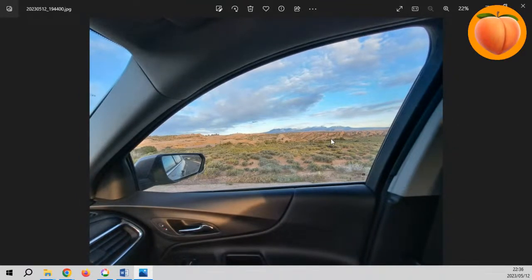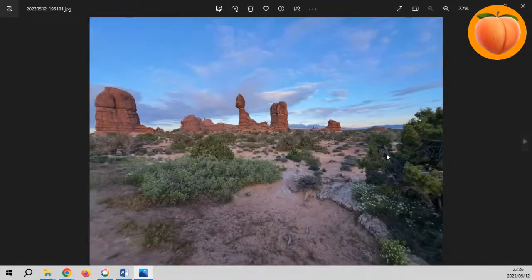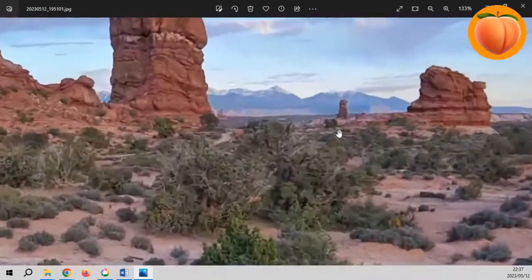Hey, that's the view outside my window. Okay, so let's go on to the next one. So this is actually frustratingly difficult to... By the way, there are those snowy mountains in the distance.